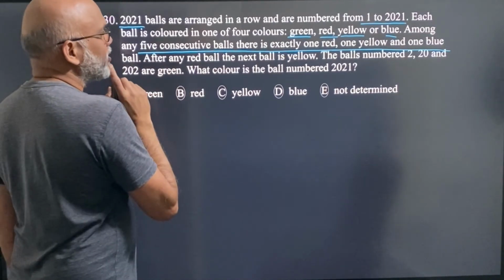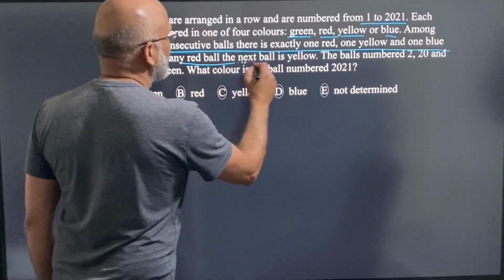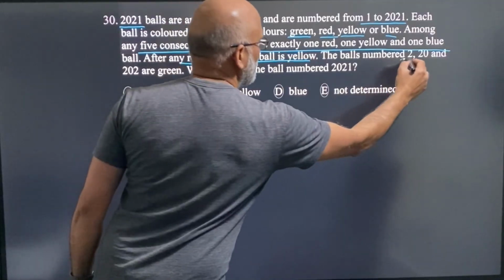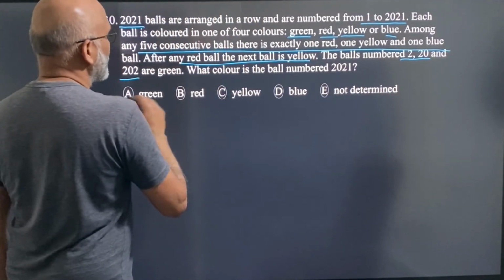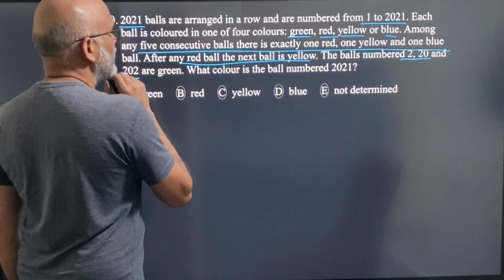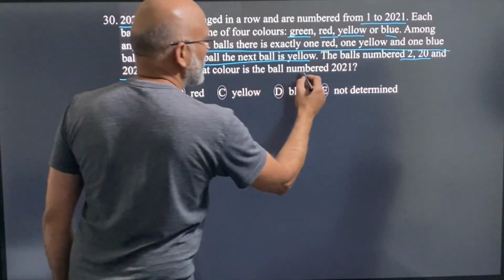After any red ball, the next ball is yellow. The balls number 220 and 202 are green. What color is the ball number 2021?